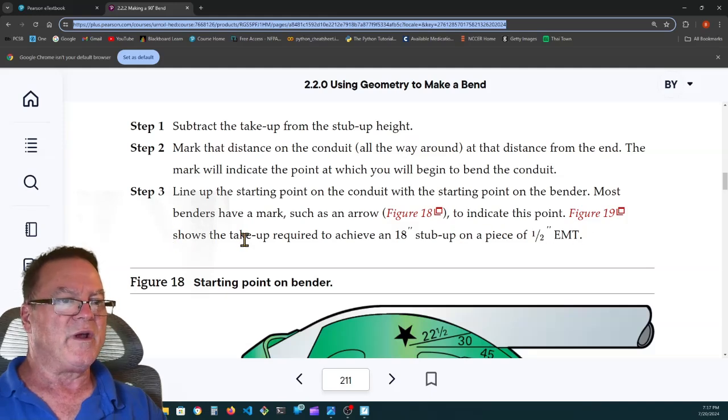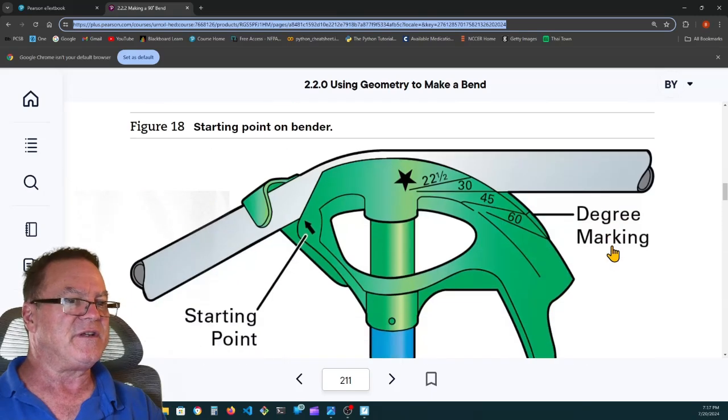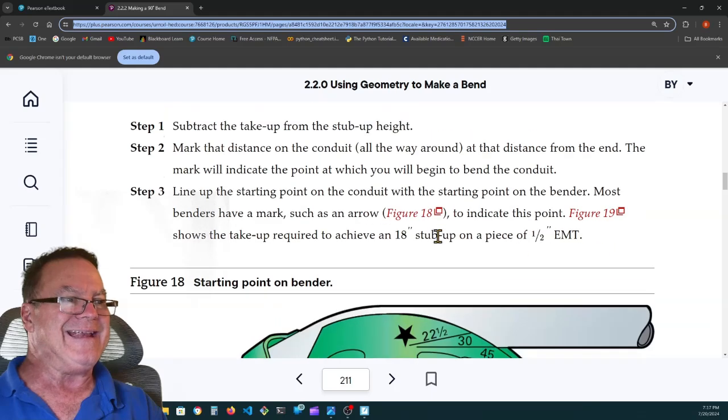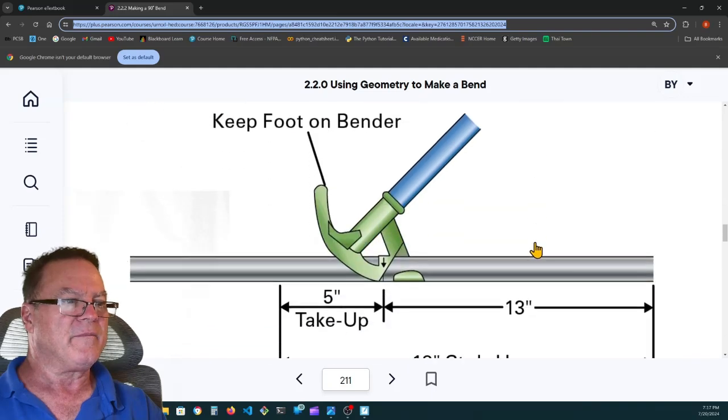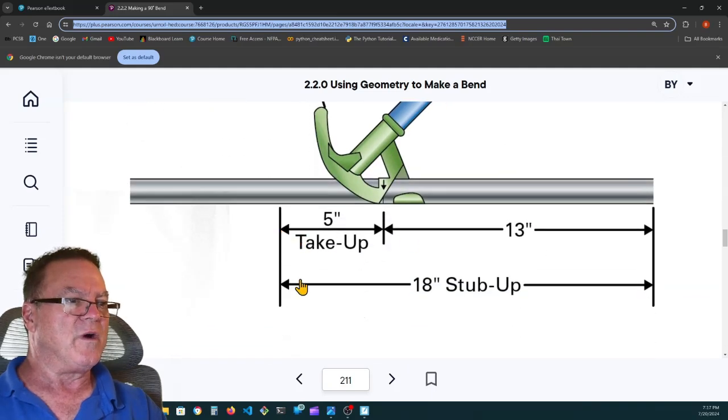To indicate this point, Figure 19 shows the take-up required to achieve an 18-inch stub up on a piece of half-inch EMT. So for an 18-inch stub up, if we subtract 5, we'd be marking it at 13 inches. There you go. We're going to deduct this 5 inches from the arrow. Again, when we rotate this 90 degrees, that arrow is going to be 5 inches off the ground. That's where that take-up comes from.